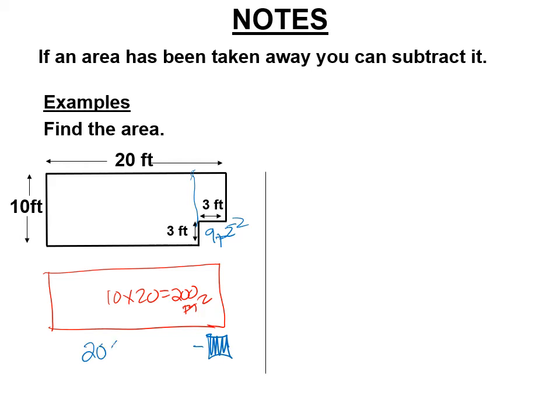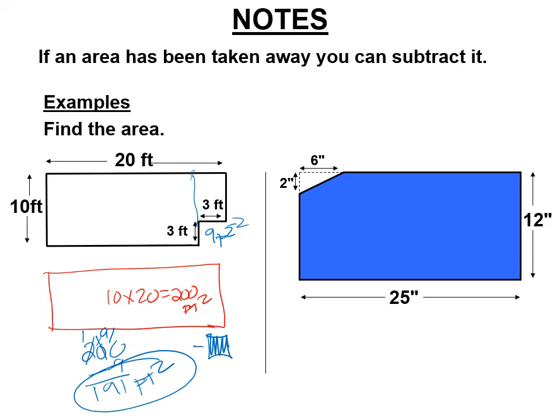So 200 minus 9, a little borrowing to do. And 9 less than 200 makes 191 square feet total. Right, we had a 200 square foot rectangle and we took away 9 square feet. That corner is missing. All right, so now we had a large rectangle and we took away a triangular corner.